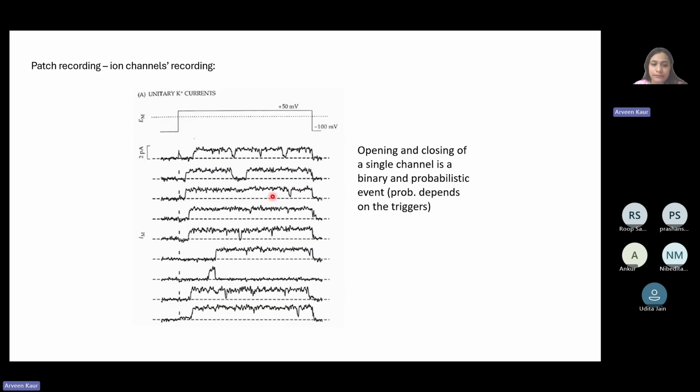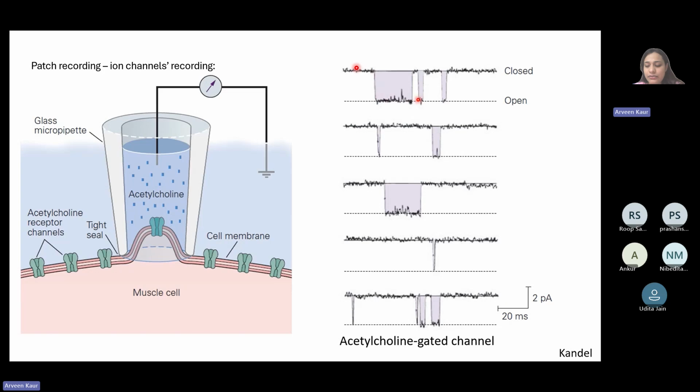Now, when we look at these recordings, we can see that the opening and closing of a single channel is a binary and probabilistic event, right? So it depends on triggers. So why are we saying it is binary and probabilistic? Because it is either on this line or on that line, right? So if you see in the previous slide, this is closed, this is open. There will be no partly open or partly closed over here, right? So peaks, why we are looking at these peaks is a little different thing, right?